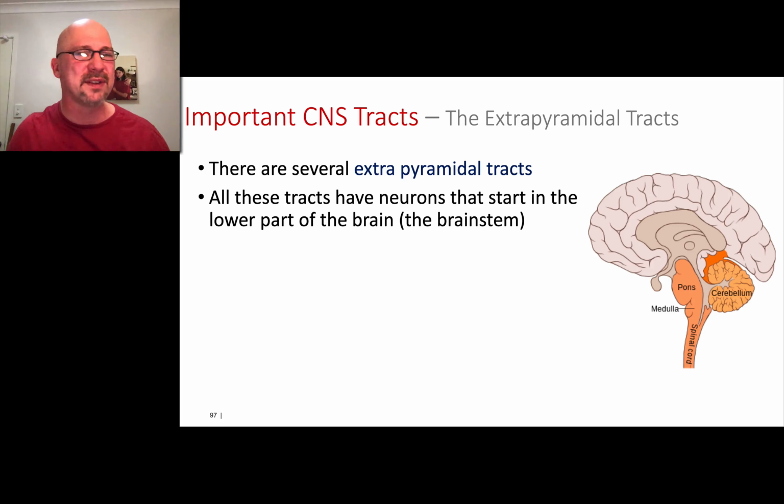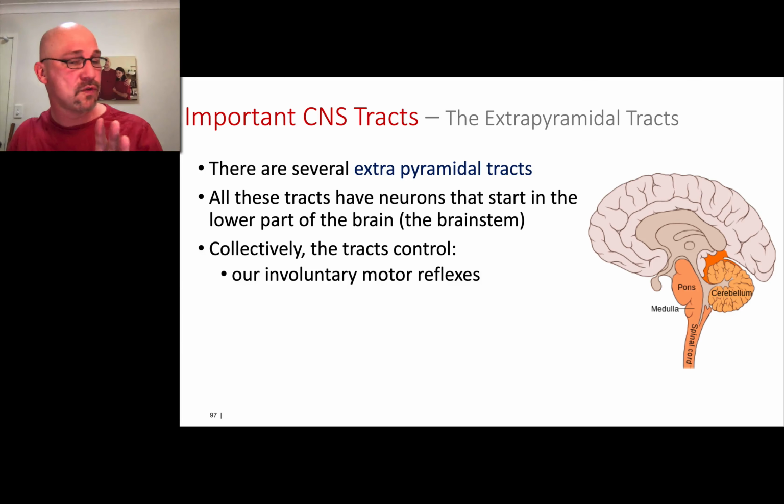There are actually a few. I think there's like 5. And they have neurons that start in the lower part of the brain. So these are less voluntary in a way. These are more of our automatic movements. So if you want to think about it, the pyramidal tracts tend to be our intentional movements, and the extrapyramidal tracts tend to be our non-intentional, kind of spontaneous movements. So, quick reflex jerk type of things, or posture, or, well, we'll get into it.